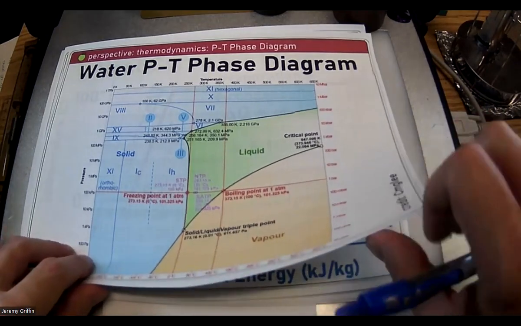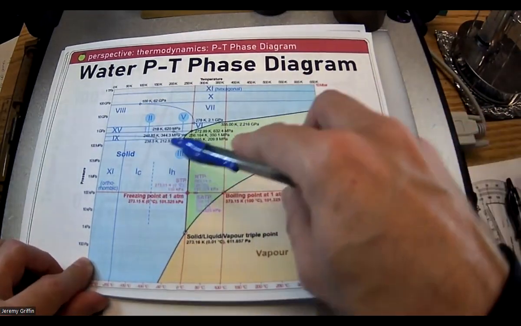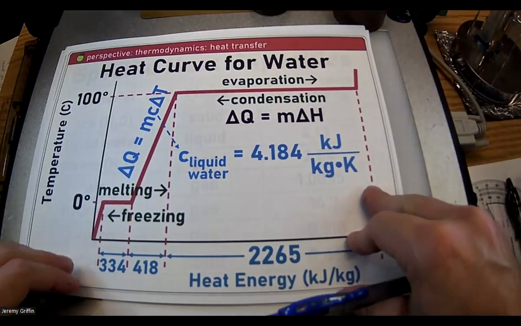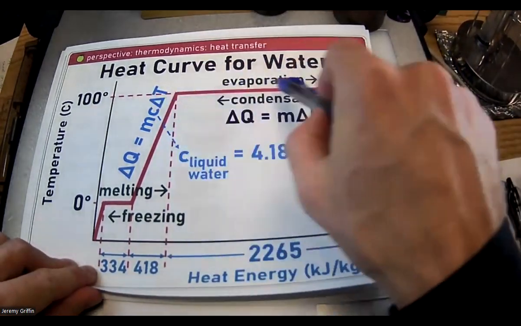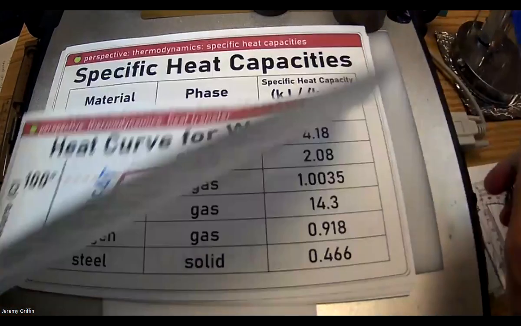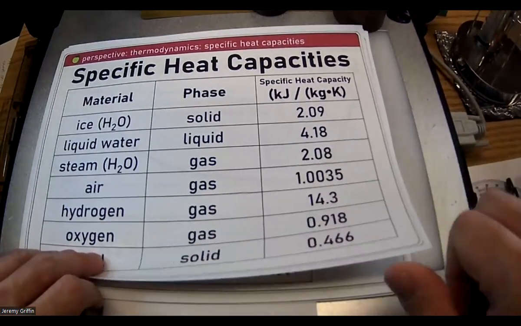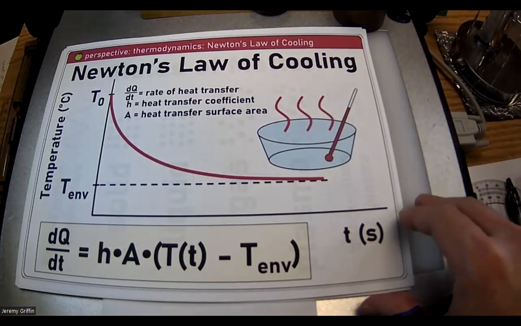Got water pressure-temperature phase diagram: solids, liquids, and gas for different temperatures and pressures. Here's a heat curve for water. Now this would be at one specific pressure, like atmospheric pressure. You know it's one atmosphere because boiling is at 100 degrees Celsius. Here's different specific heat capacities. Right? You know, how much energy does it take to warm up these different materials.